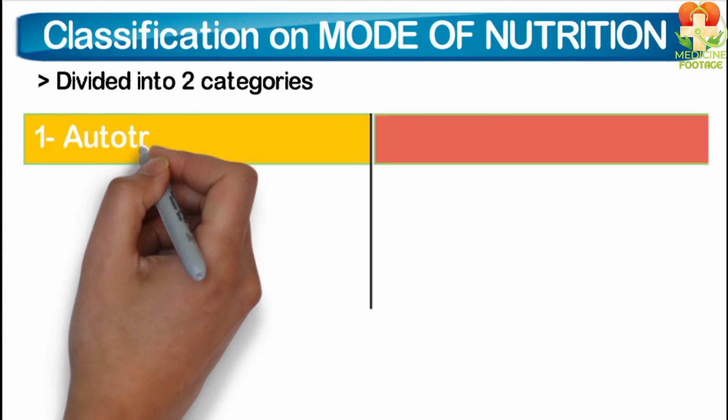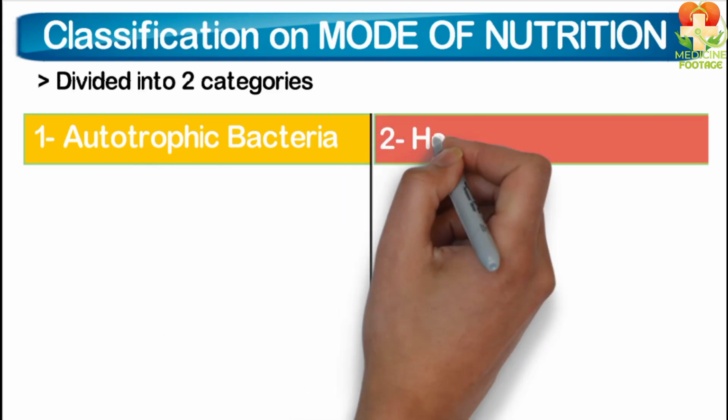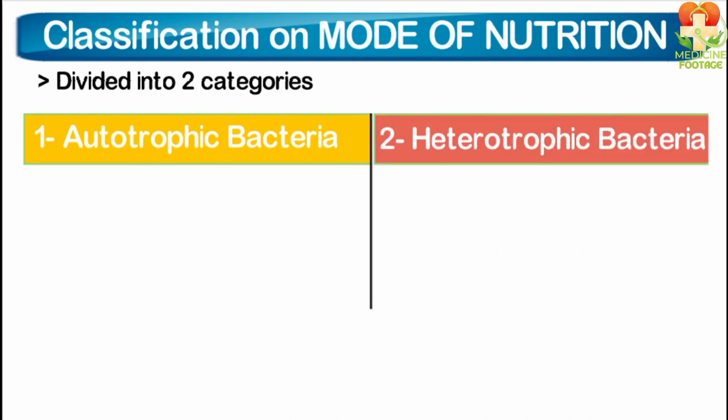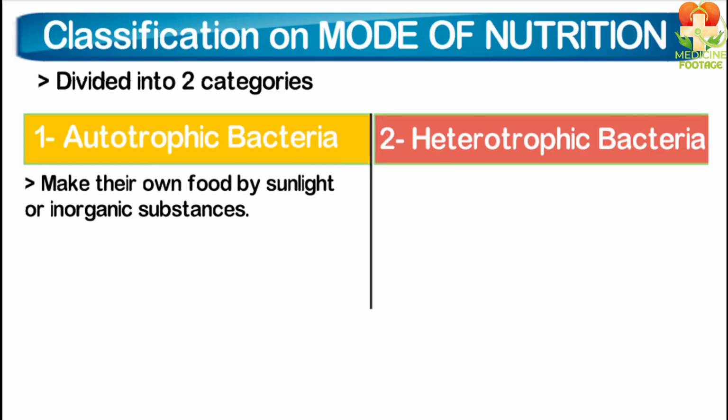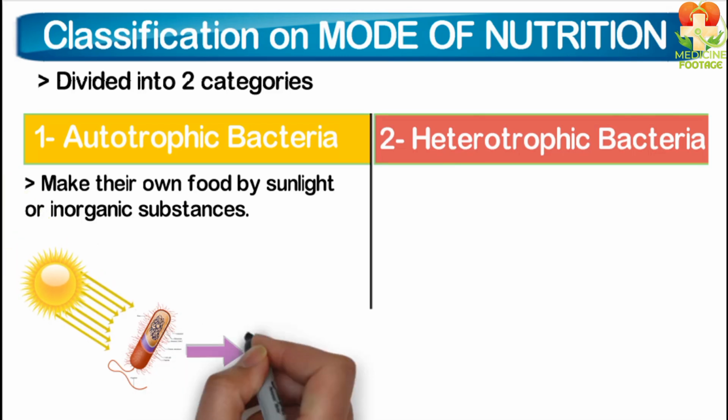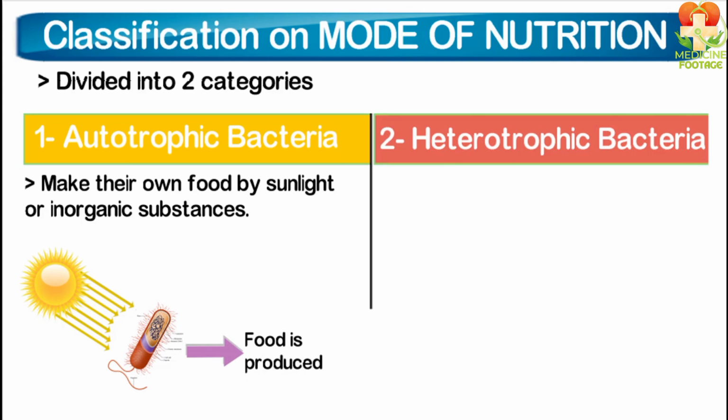Now let's come to the classification of bacteria on the basis of the mode of nutrition. Nutrition means how they arrange their food. This classification is divided into two categories: autotrophic bacteria and heterotrophic bacteria. Autotrophic bacteria can arrange their own food. Using chemicals or sunlight, they produce their own food, so they are called autotrophic bacteria.